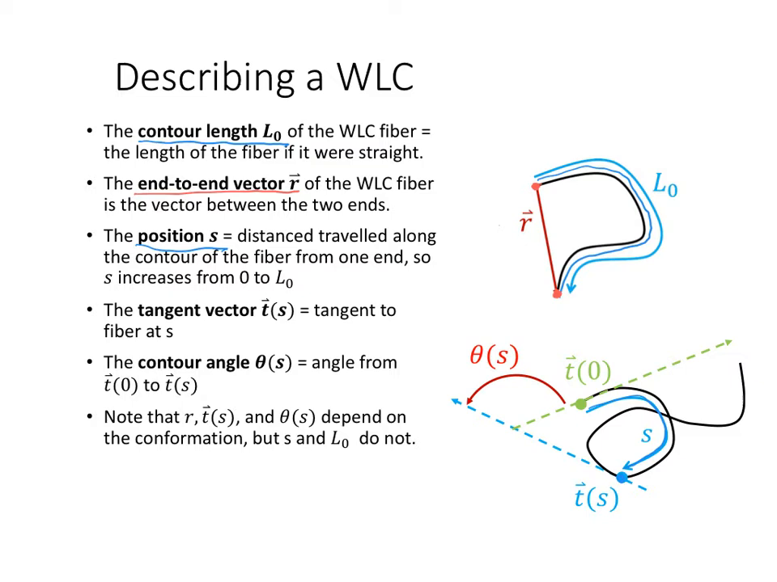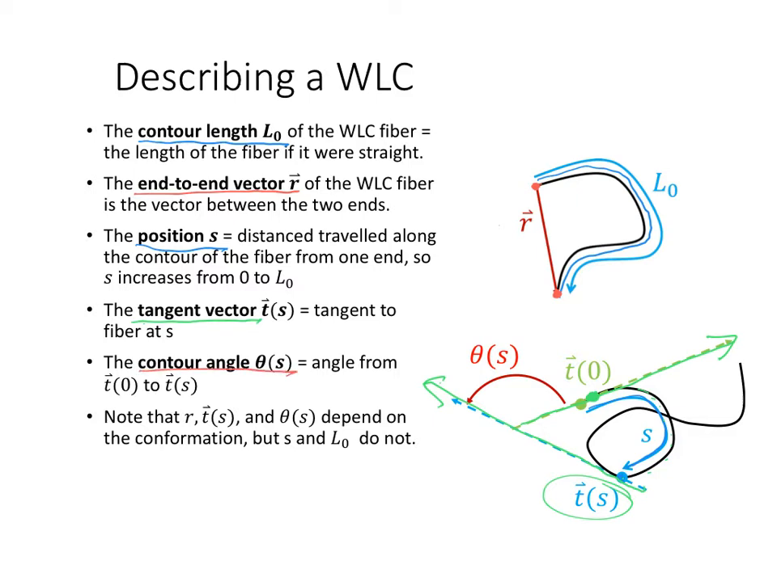Our next definition is the tangent vector, which is tangent to the fiber at S. So here we consider our initial position at the start of this has a tangent vector here that points off this way. But by the time we come along to this point, the tangent vector points off this way. And so the tangent vector is this T of S here that we show.